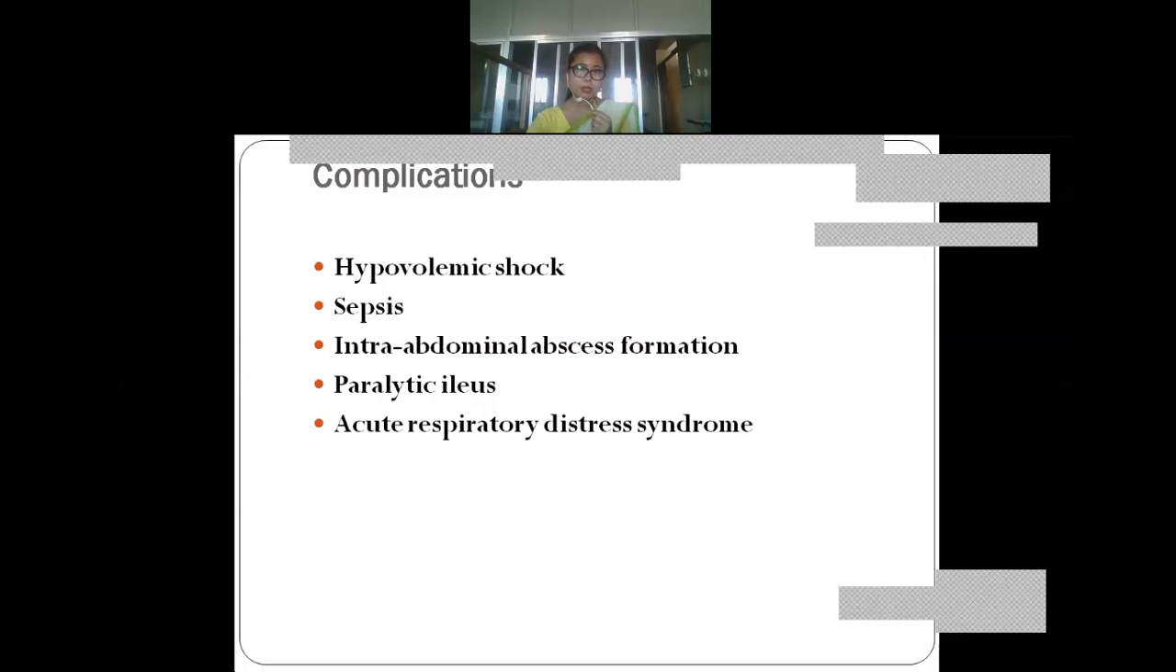And sepsis means infection. And then intra-abdominal abscess formation, and paralytic ileus, a condition in which there is no peristalsis movement in the intestine leading to obstruction. And acute respiratory distress syndrome, which is an acute and severe form of respiratory failure. In short form we say ARDS. So ARDS means acute respiratory distress syndrome.